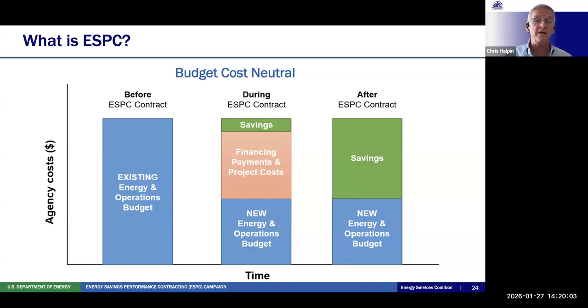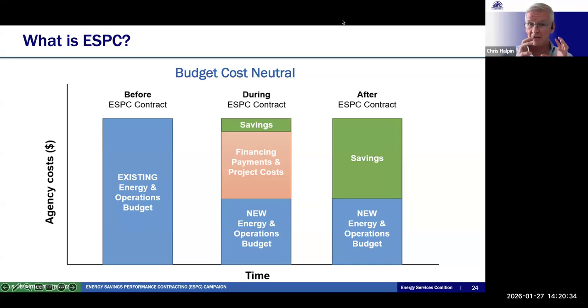So with ESPC, this is a graphic I've been using for years. You have your existing energy and operations budget, right? Before you start this project, you're spending hundreds of thousands or millions of dollars per year. During the project, the ESCO identifies, through an investment grade audit, all the different things Craig was talking about: lighting, controls, HVAC. These days, a lot of building automation upgrades, solar, battery storage where it makes sense.